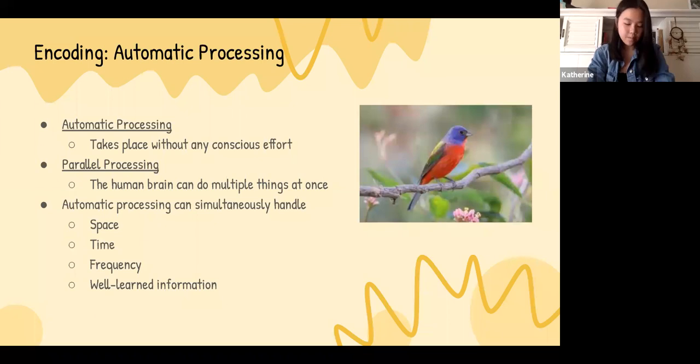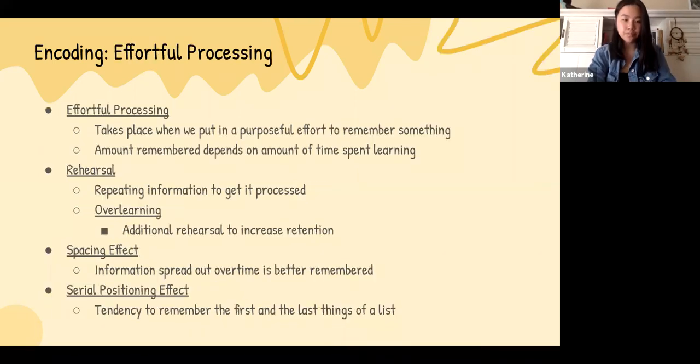If you take a look at the picture on your right, you can see a picture of a bird. At the same time, you are able to process the color, the branch, the leaves, and the dimensions. You can see how it is focused specifically on the bird and the branch, and everything else is blurry. You can process all of that at the same exact time.